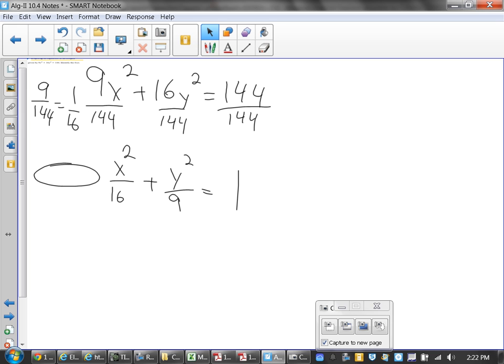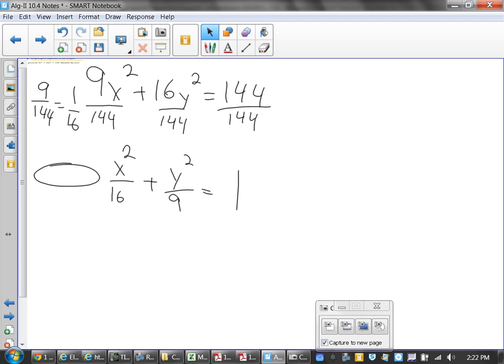Guys, hold on a second here. Whichever number is bigger underneath the x squared or the y squared: if it's the bigger number underneath the x squared, it's stretched left and right. If it's bigger on the y squared, it's stretched up and down. That's all that means. Okay?